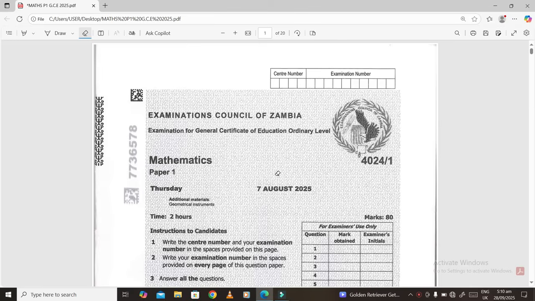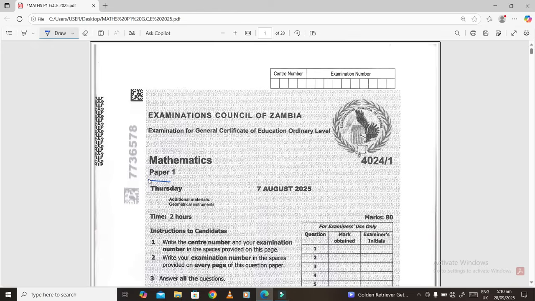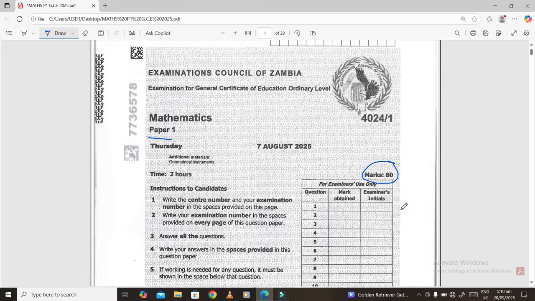Okay, so this is 2025 GCE Mathematics, and this is paper 1. So you can see right here, this is paper 1. So we're doing paper 1, which was written by GCE 2025. Remember, it's 80 marks. So this paper 1 has got 80 marks.